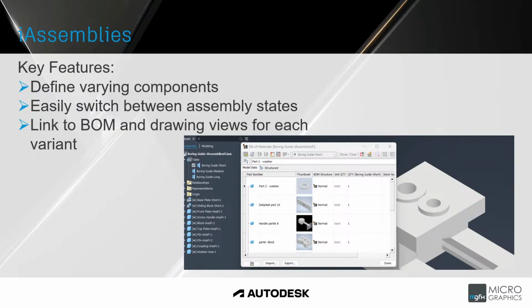Now iAssemblies extend the same concept as iParts. They allow you to define and manage multiple configurations of a full assembly layout, where you can have different variations of the assembly. One of the examples would be if you have a vise, you can go and create an iAssembly and have different lengths and different widths of that vise, as an example. More use cases are machines or enclosures with optional components, and assemblies with different component sizes or even positions.